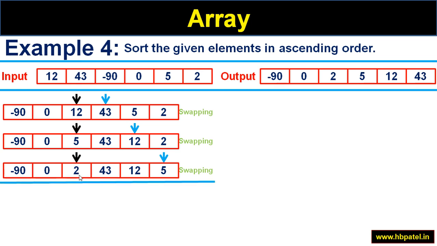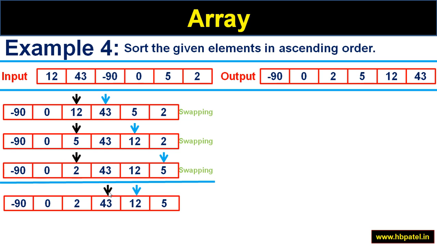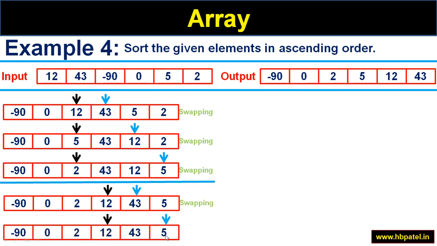Now what next? Now the black pointer is to be incremented to the next position. Let's say now it is pointing to 43. And blue starts from black plus 1. Now let us compare 43 with 12. So 12 is less than 43. They are to be swapped. Yes, so swapped. And then the blue pointer is incremented. So 5 and 12. Yes, 5 is less than 12. So they are to be swapped. So it is swapped. Now next.